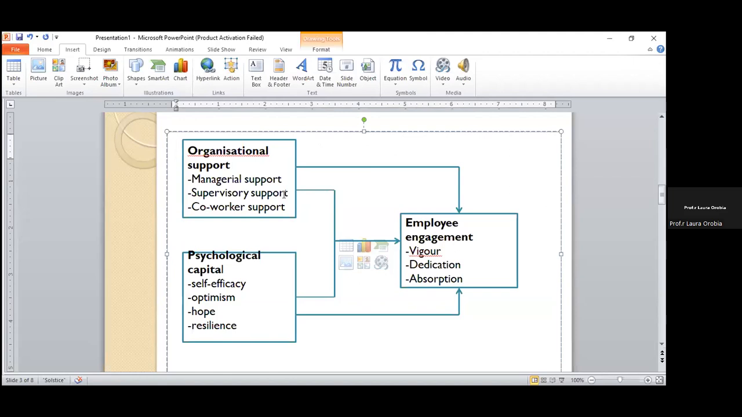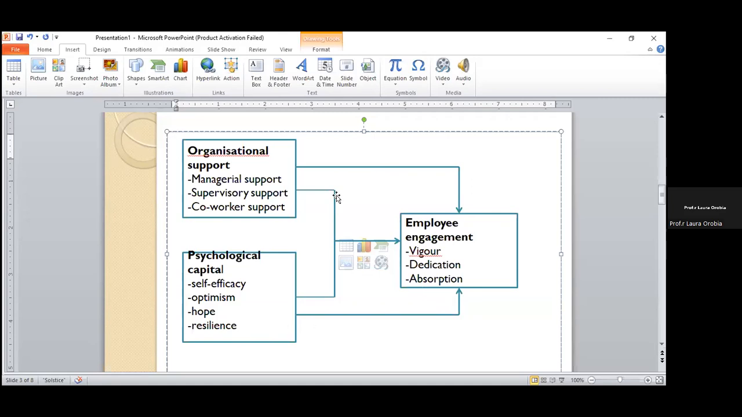So we have organizational support and psychological capital on one side. Those are the independent variables. Then we have employee engagement on the far end, that's the dependent variable. What do the arrows mean? That arrow you see from organization support going through to employee engagement, what does that mean? It means a direct relationship between organization support and employee engagement. The same applies to that arrow from psychological capital to employee engagement.